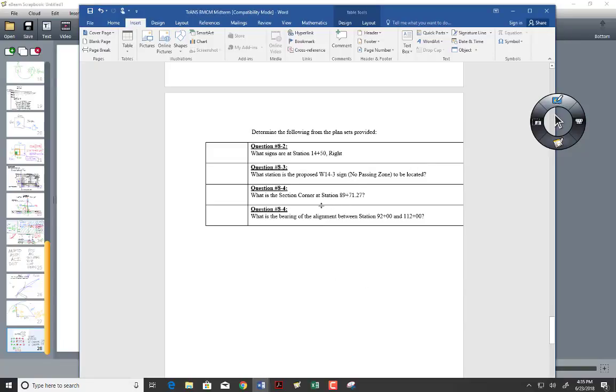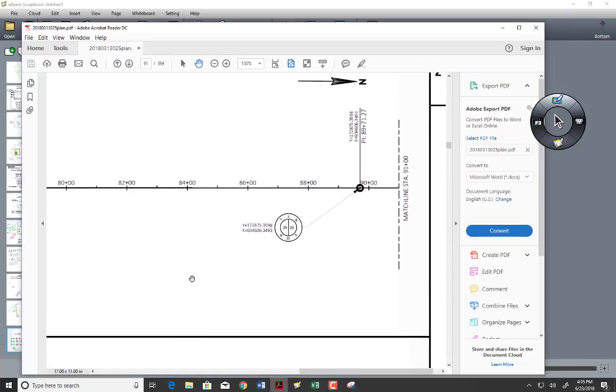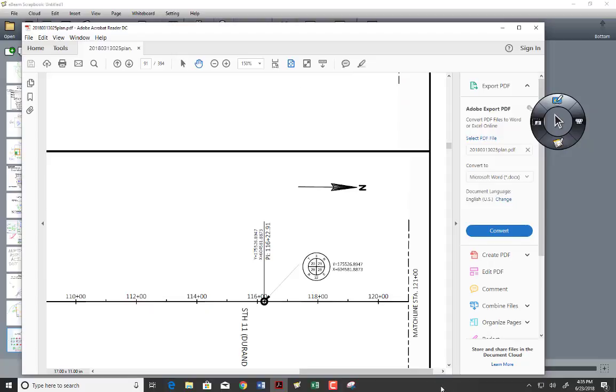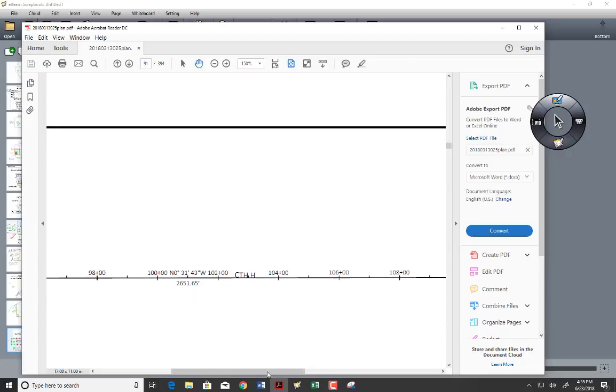What is the bearing of the alignment between 92 and 112? The bearing between 92 and 112 is what? North, 0 degrees, 31 minutes, 43 seconds west. So right here's my bearing of that alignment. North, 0 degrees, 31 minutes, 43 seconds west. Between that station and that station, we have a linear stretch of road, and it's at that bearing.